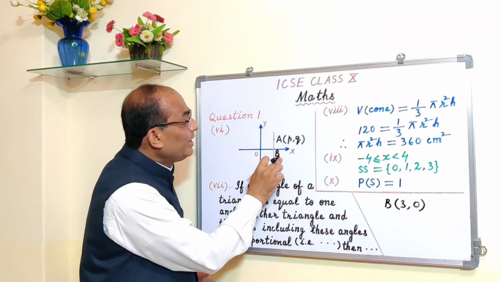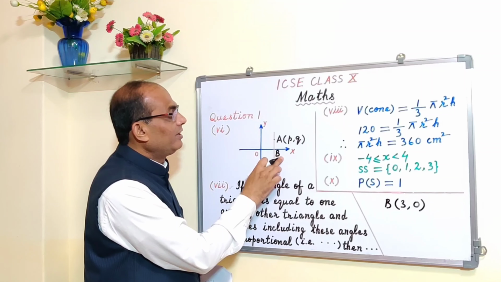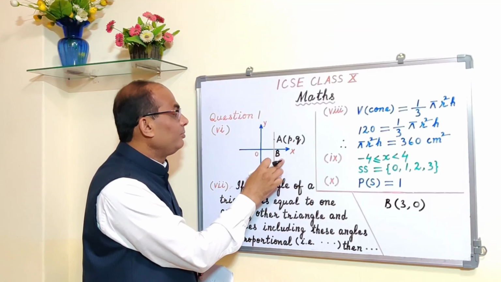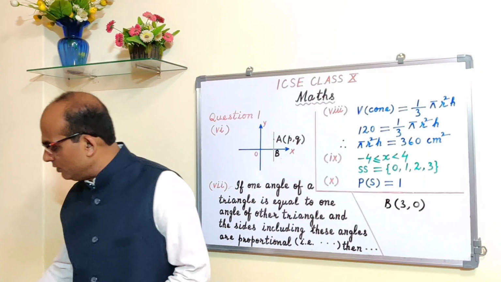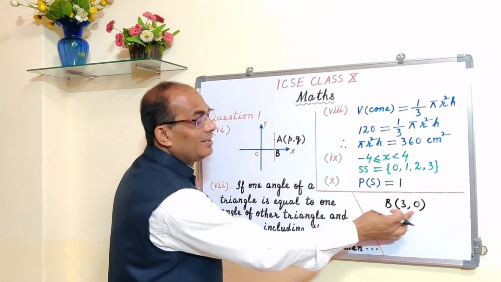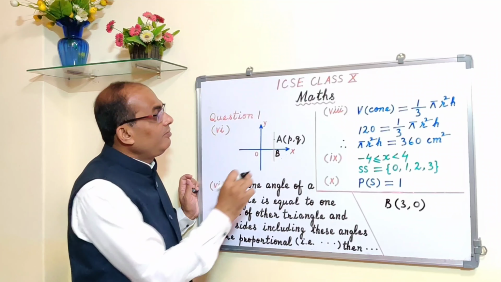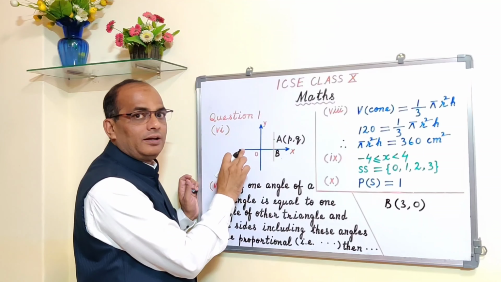Now, if this point is reflected in the x-axis and this point is reflected in the y-axis. Let us see the two situations. What will happen? What is going to happen? If the point B, whose coordinates are 3, 0, if this point is reflected in the y-axis, are you getting me? Y-axis.